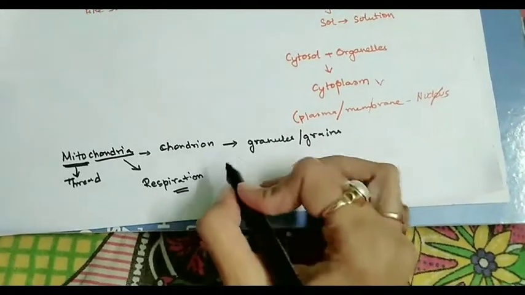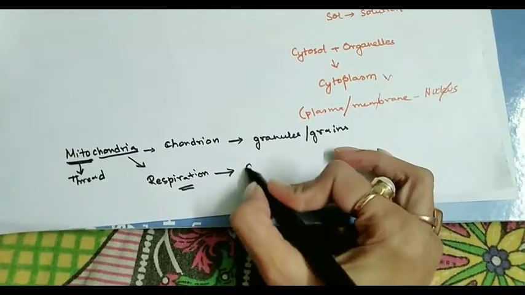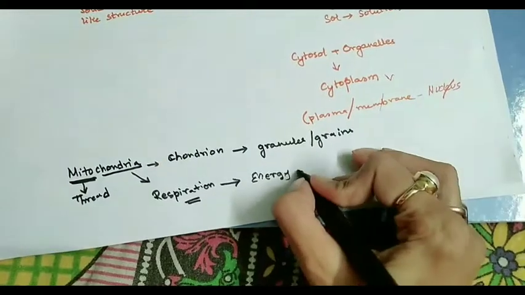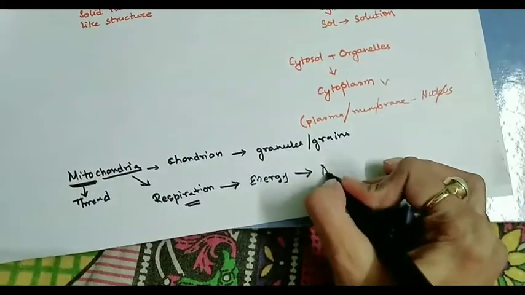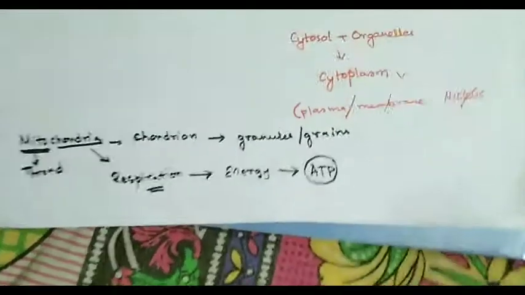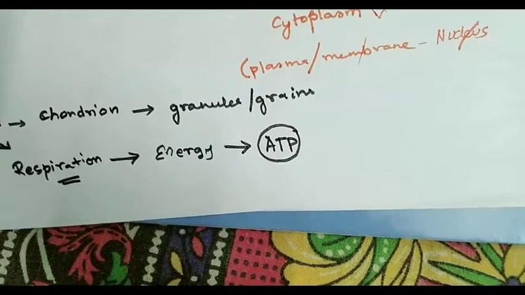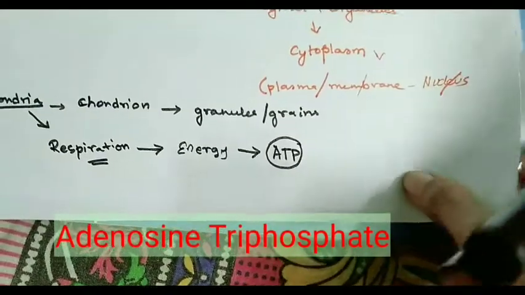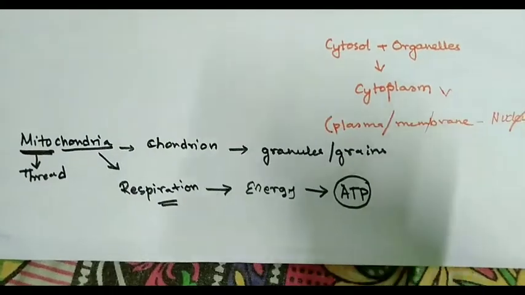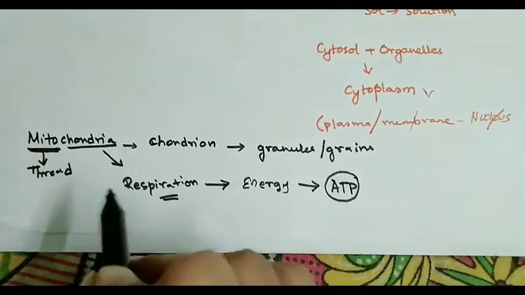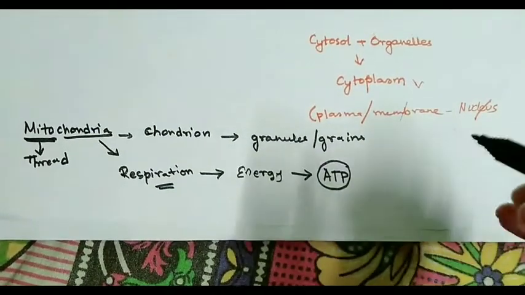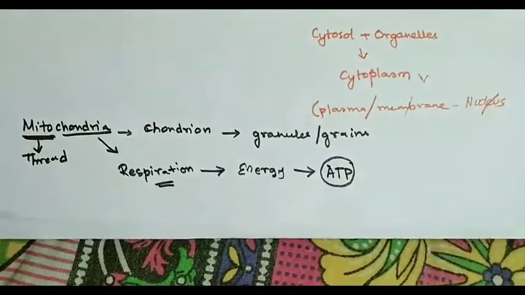the production of energy by breaking down the food is known as respiration, and this energy is being produced in the form of ATP, okay. And what is the meaning of ATP? ATP means adenosine triphosphate. The full form of ATP is adenosine triphosphate. So these are the energy packets, and in this form the energy is being produced inside the cell by the mitochondria organelle. Okay, that's why mitochondria is known as the powerhouse of the cell.